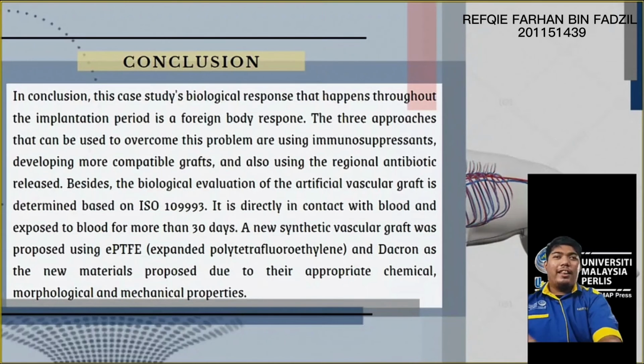The biological response that happens throughout the implantation period is a foreign body response. The three approaches that can be used to overcome this problem are using immunosuppression, developing a more compatible graft, and using regional antibiotic release. Besides, the biological evaluation of the artificial vascular graft is determined based on ISO 10993. It is directly in contact with blood and exposed to blood for more than 30 days.